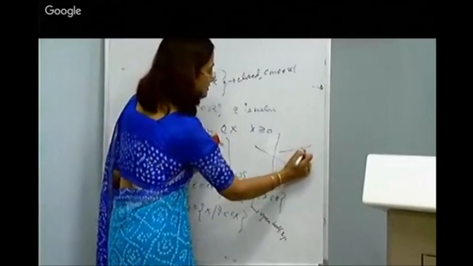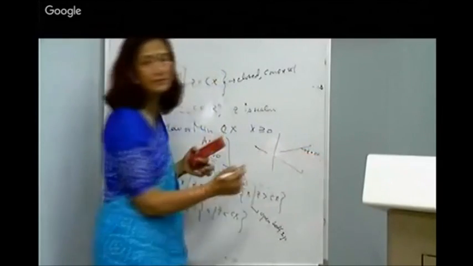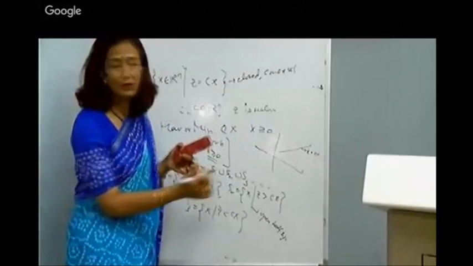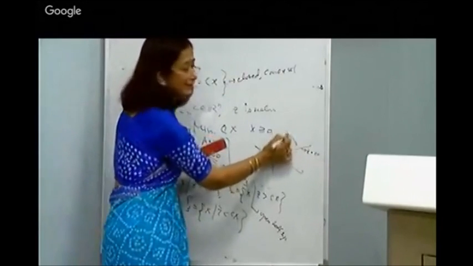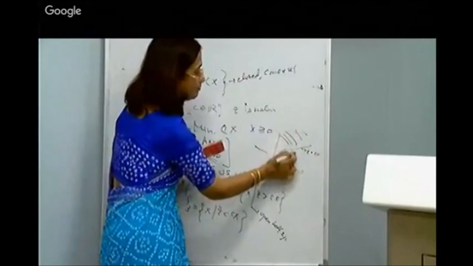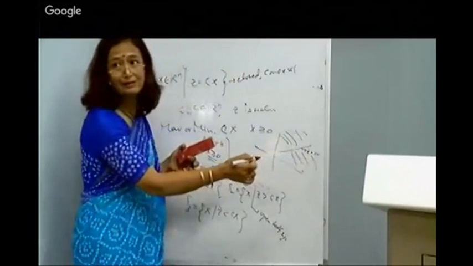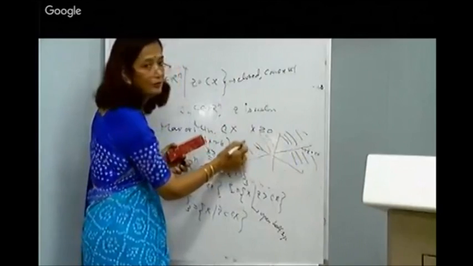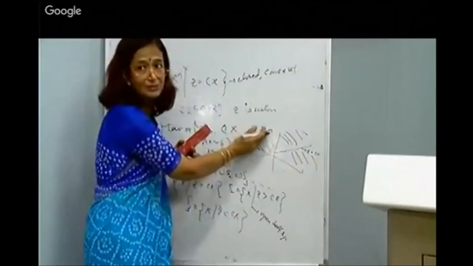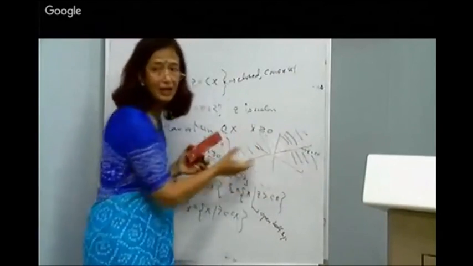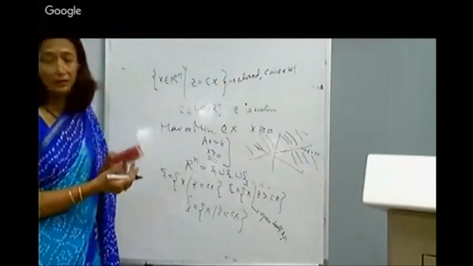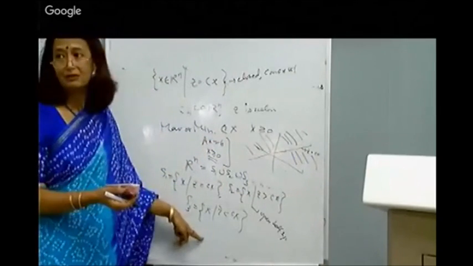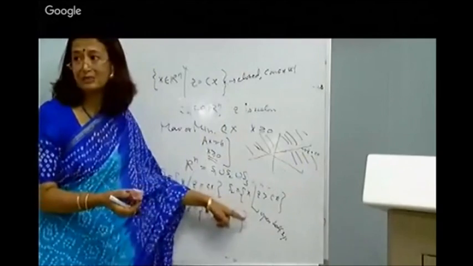In R2, this is the line Z equal to Cx, a hyperplane in R2. Then Z greater than Cx is this part. मतलब कोई एक greater है, कोई एक less है. So the whole R2 is divided into one open half space, another open half space, and the line. In Rn, the same thing. So these are called open half spaces.